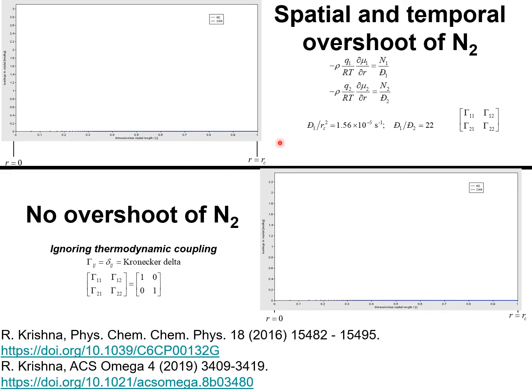Let's model the nitrogen methane mixture uptake in LTA-4A zeolite using the Maxwell-Stefan diffusion equations. The D12 term signifying correlations between 1 and 2 need not be accounted for because the guest molecules jump one at a time across the windows from one cage to the adjacent cage of LTA for a zeolite.